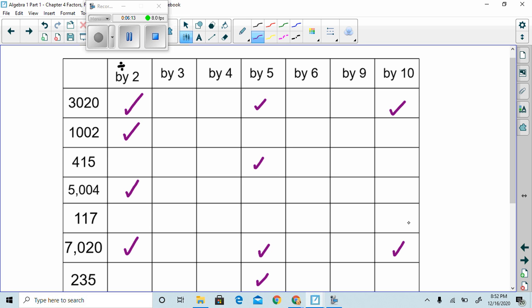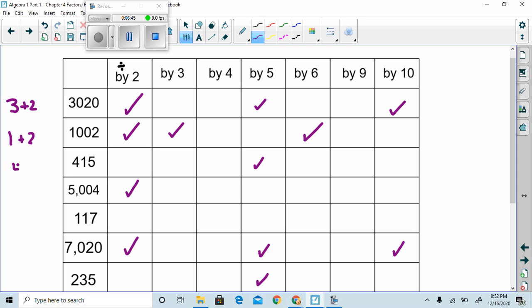And now we're up to divisible by 3. Divisible by 3 says find the sum of the digits. So that leads you to take 3 plus 0 plus 2, which is equal to 5. So it's not divisible by 3. 1 plus 0 plus 0 plus 2 gives me 3. Yes, it's divisible. Now, if it's divisible by 2 and 3, I can go right across and give it a check mark in 6.